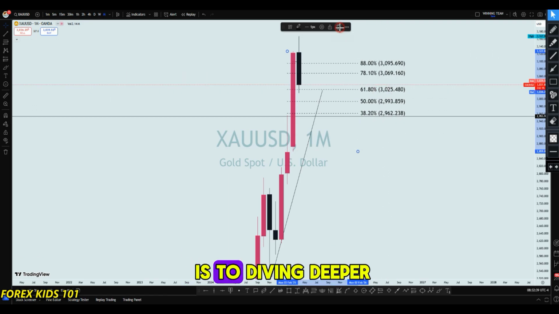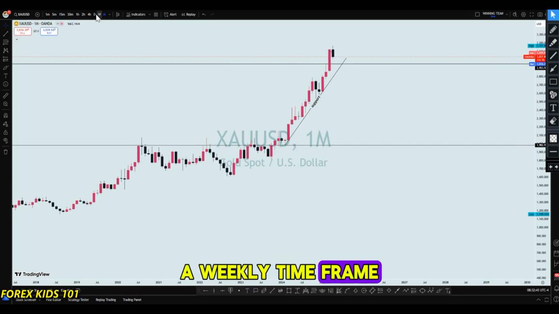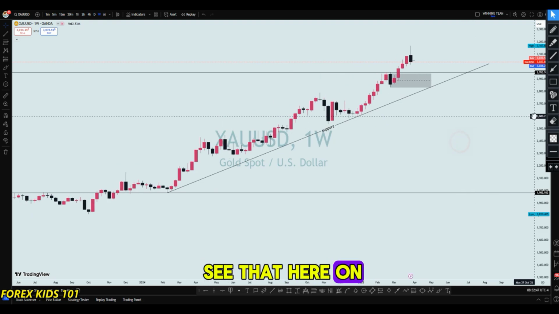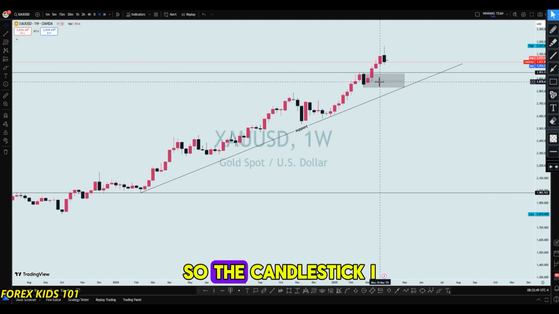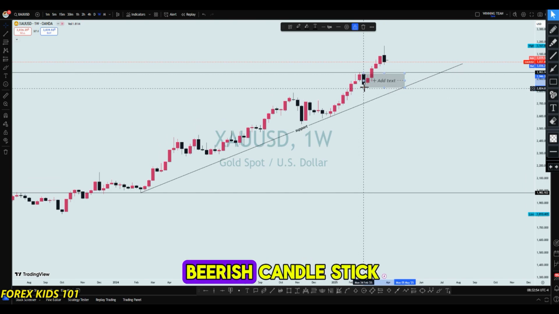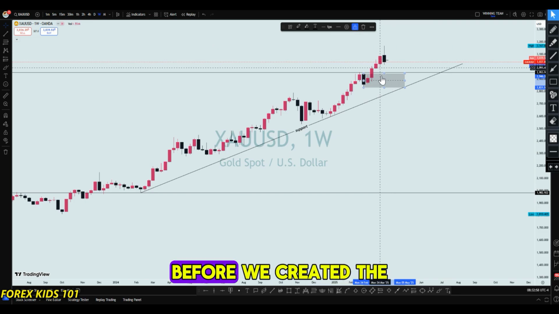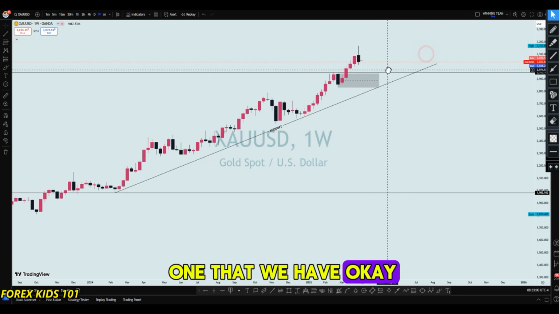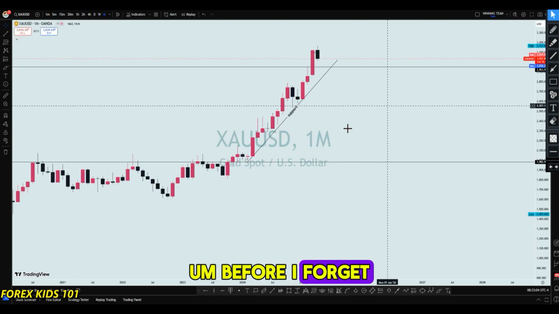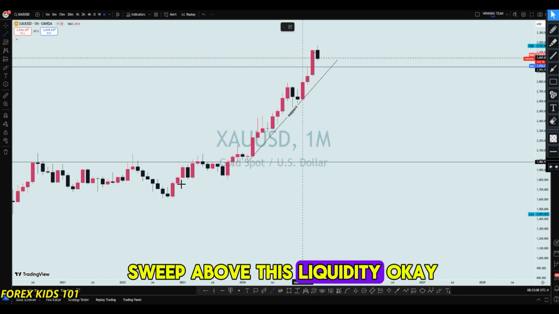What I'm gonna do is to dive in deeper into a weekly time frame, and then we can see what the weekly have for us. So you can still see that here on the weekly time frame, guys. So the candlestick I highlighted here, this is the last bearish candlestick we had on the weekly time frame when we were heading up before we created the one that we have. Okay, so on a monthly time frame, before I forget, you can see that we did manage to sweep above this liquidity.